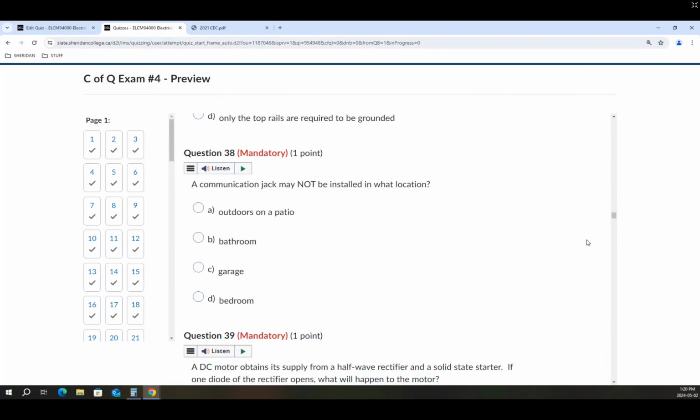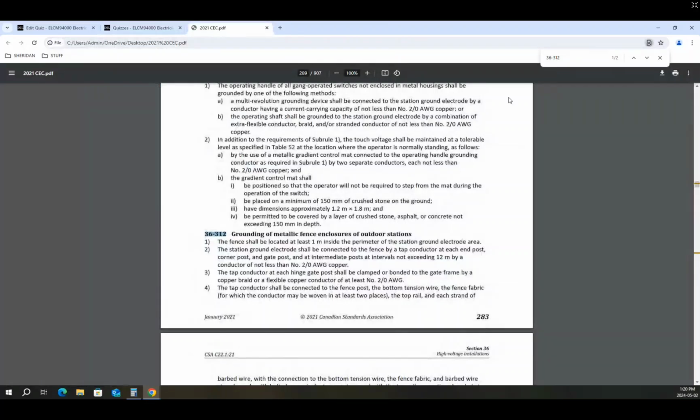38. A communication jack may not be installed in what location? This used to be pretty important because people wanted to have phone jacks in their bathroom, and you weren't allowed to do it. Everyone walks around with a cell phone, so it really doesn't matter. To be clear on that, we can check.